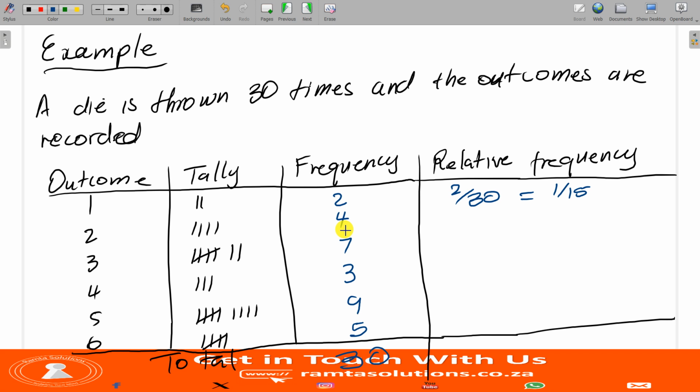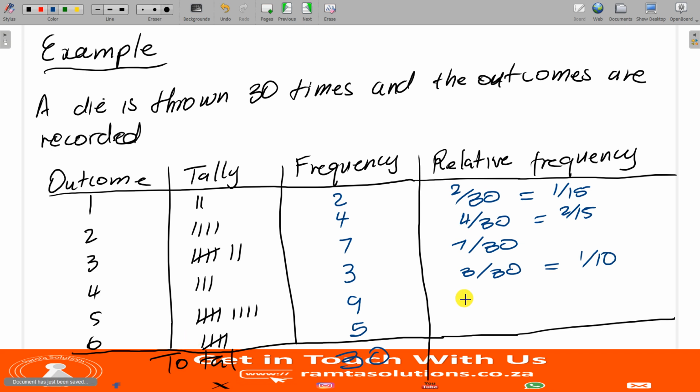Then for this, what is this? This is 4 over 30. It'll be 2 over 15, right? 2 over 15. Now, for 3, this is 7 over 30. There's nothing we can do. Now, we have 3 over 30. We can leave it as 1 over 10.